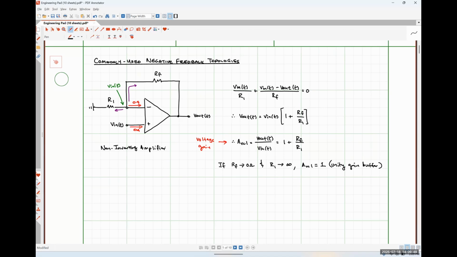Okay. And this is one of the building blocks of control systems. We use it very, very regularly. Okay. So before we move on to our next circuit, does anybody have any questions?